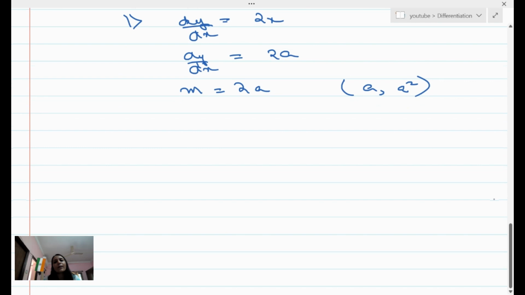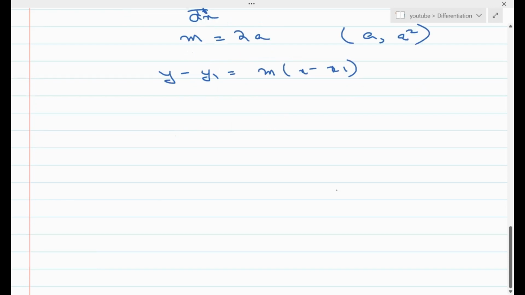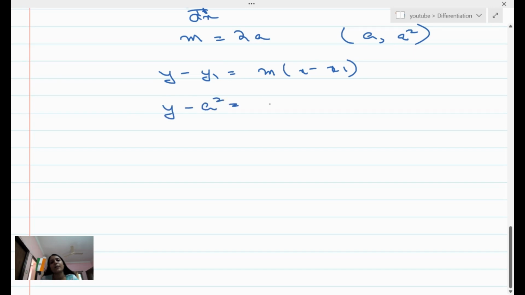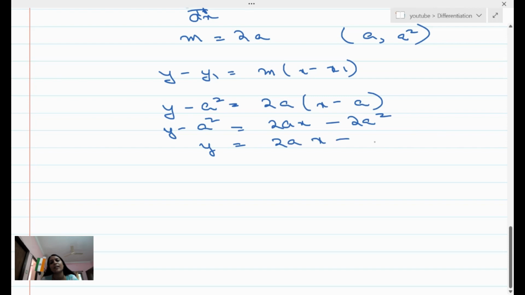So knowing this information, I can find the equation of the tangent as y minus y1 is equal to m times x minus x1. So using the values of m and the point, we would get y minus a square is equal to 2a into x minus a. When we open the brackets, we have y minus a square is equal to 2ax minus 2a square. Taking a square to the other side, we would have y is equal to 2ax minus a square.